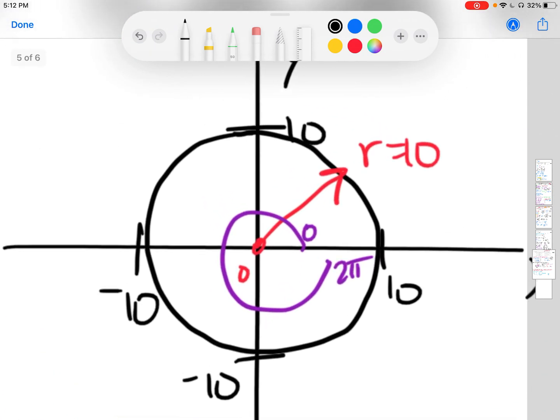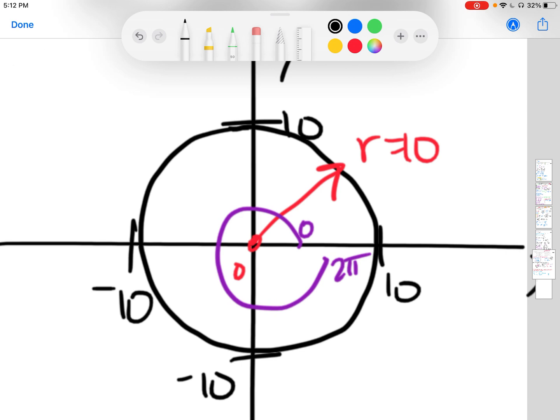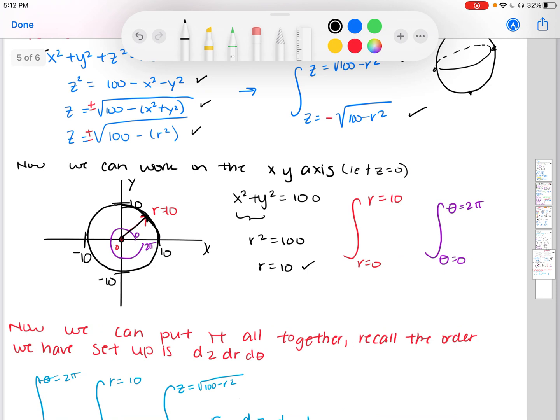Now, whenever you're left to find your bounds for a circular figure, we're working with dr d theta. For r, you always look at your center and you work your way out. So we're left with the center point at 0, 0, and we're working our way out to this line. And we know this line is represented with r equals 10. Now we're left to find the angle span of our figure. Because it's a circle, it goes from 0 to 2 pi. And now we have set up our bounds for r and theta.